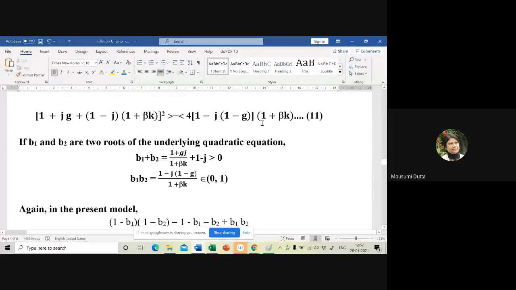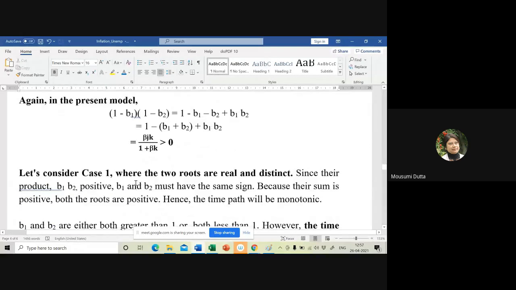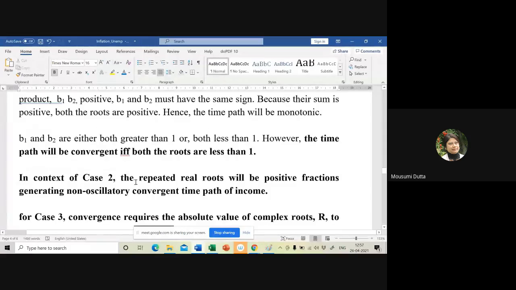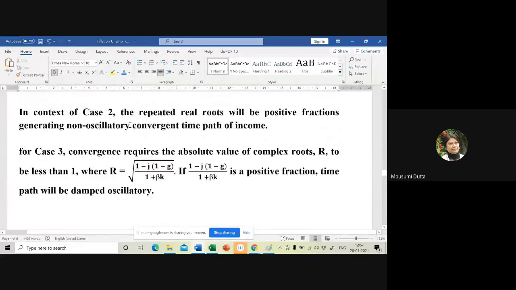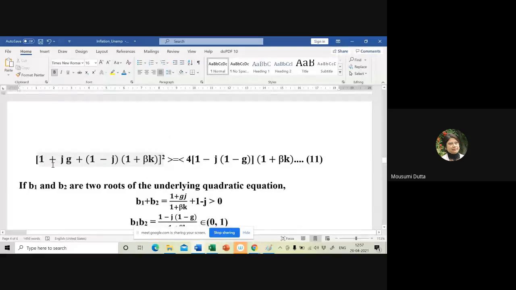Okay, so once we get equation 11, I'll go for B1 plus B2, B1 into B2, 1 minus B1 into 1 minus B2. And after that, if roots are real, distinct, what will happen? If the roots are repeated, real, what will happen? Complex conjugates, what will happen? So all these things I have to do. So that we will do in the next class. So first you check up to equation number 11 and the nature of the time path I'll discuss in the next class. Wednesday, I'll discuss about all these things.